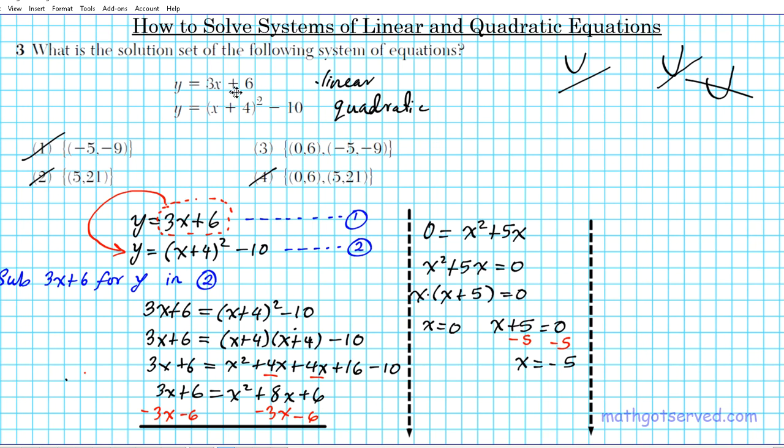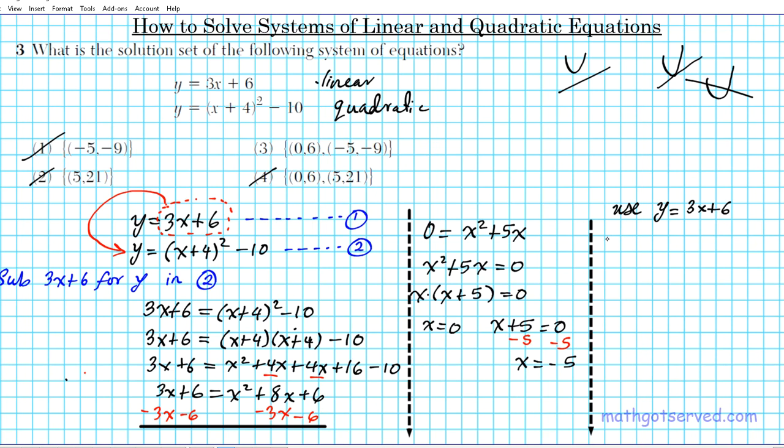Because for the linear you multiply by 3 and add 6, that's it. But for the quadratic, you have to add 4, square, and then subtract 10. Too many operations. So we're going to use the easier one. Use y equals 3x plus 6 to find our desired output values.